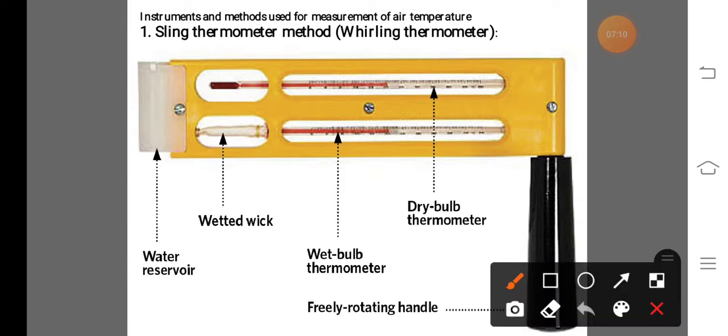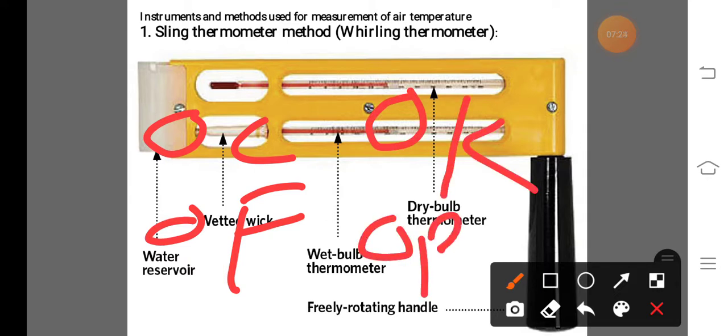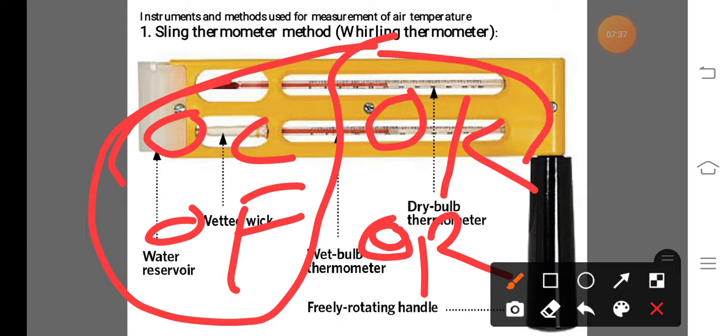For measurement of temperature, there are about four units used. First is degree Celsius, second is degree Fahrenheit, third is degree Kelvin, and fourth is degree Romer. Out of these four, mostly degree Celsius and degree Fahrenheit are used. Sometimes degree Kelvin is used, and rarely degree Romer.